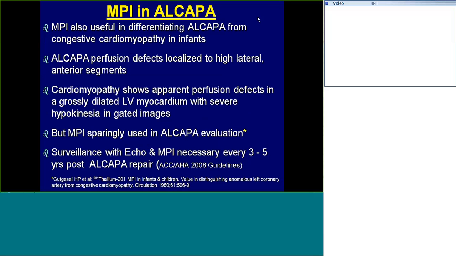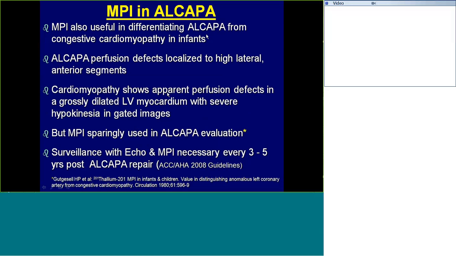Also, an important piece of information that can be obtained from myocardial perfusion imaging is that most of the time there is significant confusion between Alcapa and congestive cardiomyopathy in these patients, and this is easily distinguished by a myocardial perfusion scan. Again, a simple rest myocardial perfusion scan, because what you are actually looking for in a congestive cardiomyopathy is apparent perfusion defects, meaning there are no significant perfusion defects in a grossly dilated LV with severe hypokinesia in gated images.